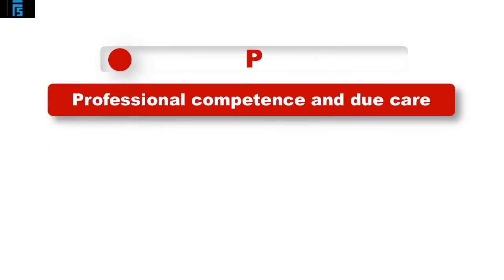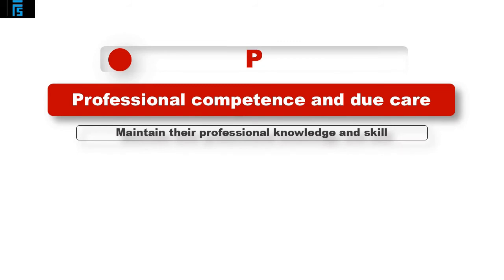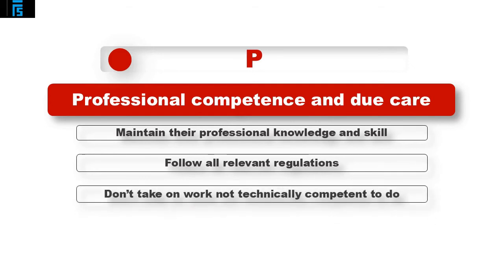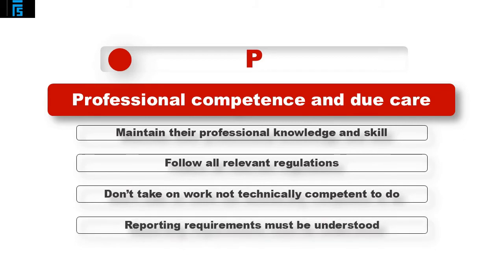The other P is for professional competence and due care. Auditors need to ensure that they maintain their professional knowledge and skill needed to do their work properly. They must also follow all relevant regulations, for example the auditing standards, in order to maintain the reputation of the profession. Auditors should not take on work they are not technically competent to do. Just because you have audited one company, it does not mean you can audit all. Each industry has its own regulations and niche reporting requirements that must be understood by the auditor, otherwise mistakes may be made.